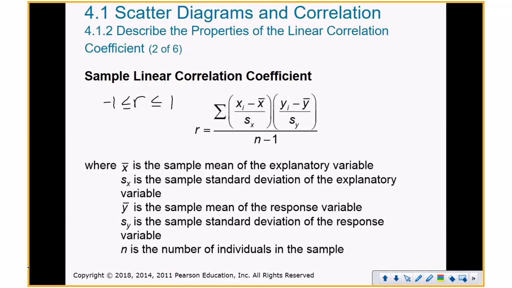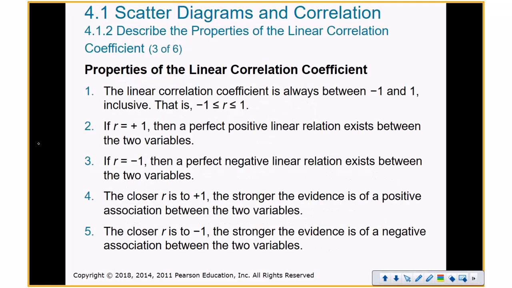Correlation. So this is important right here. That's a test question, you know. Where is R? R is between negative 1 and 1. There we go. There it is right there.